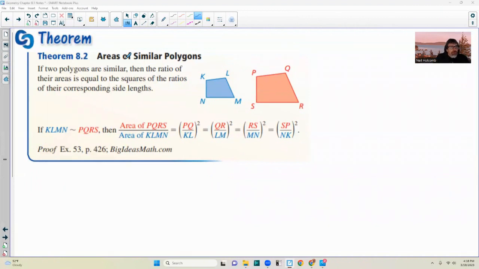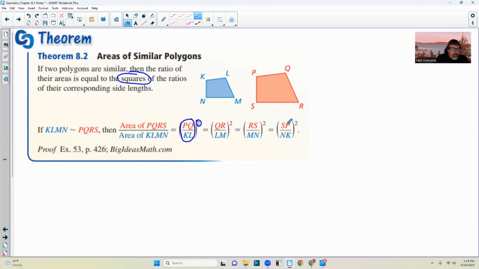Okay, theorem 8.2, second theorem of the chapter, areas of similar polygons. If two polygons are similar, then the ratio of their areas is equal to the squares of the ratios of their corresponding side lengths, because area is length times width. So if quadrilateral KLMN is similar to quadrilateral PQRS, then the area of PQRS over the area of KLMN is equal to the side proportions squared on all of them.